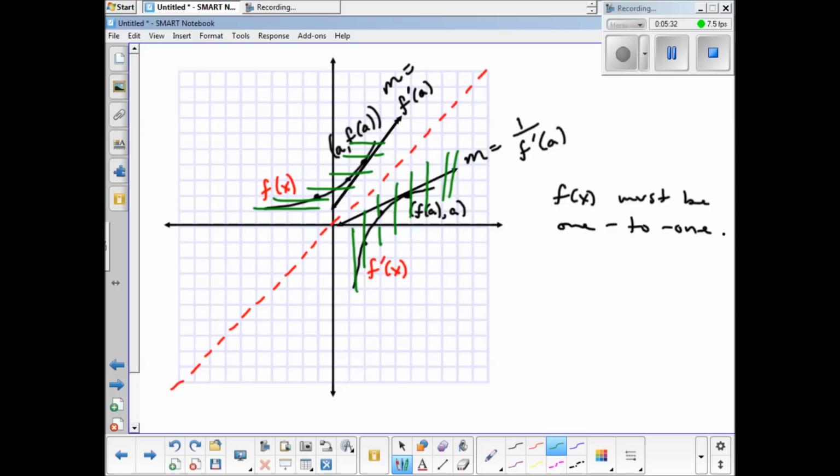Okay, so the rule is the function basically needs to be strictly increasing, or it can be strictly decreasing, but it cannot have any horizontal tangents, or this theorem would not work, because there would be something non-differentiable on the inverse graph, namely the places of vertical tangency.